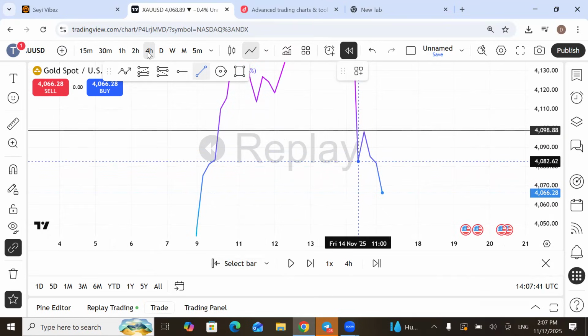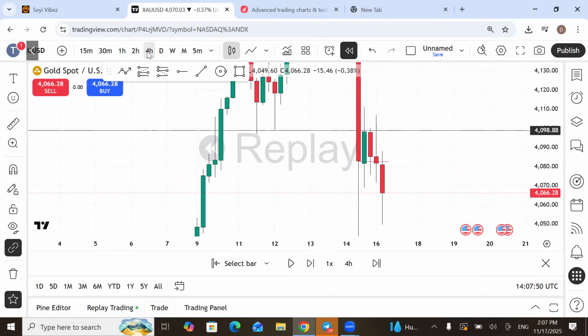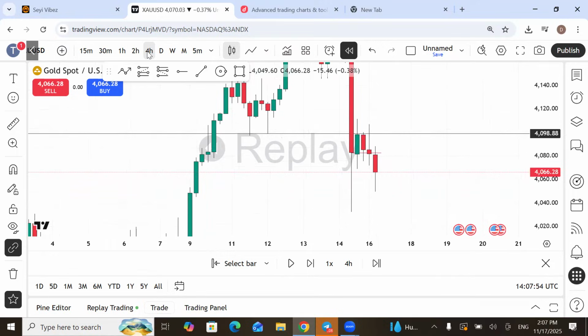A 4 hour breakout to the downside here on line chart. Can you see? So we have a breakout to the downside on 4 hours. That shows that we want to sell because 4 hour and daily are aligned. So now let's look for our selling opportunity.